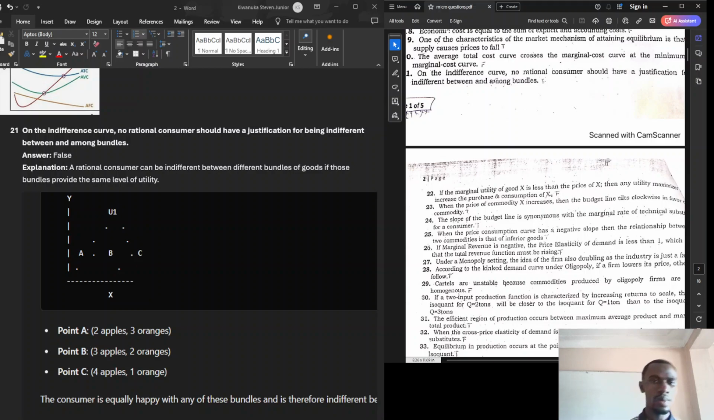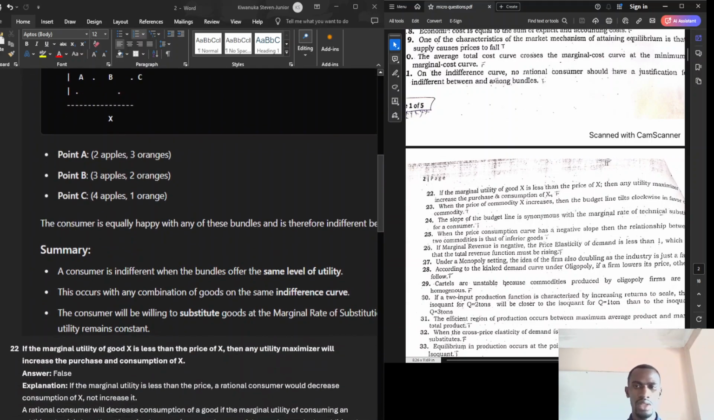I guess you've understood this one, that on the indifference curve, a rational consumer can have a justification for being indifferent. That is how the statement would be if it were true.